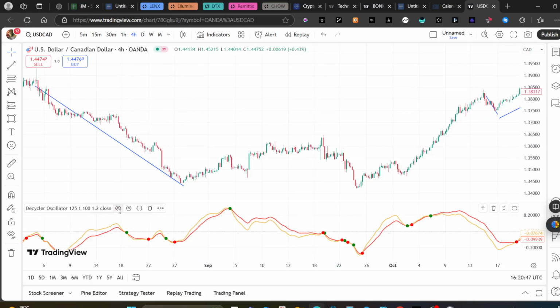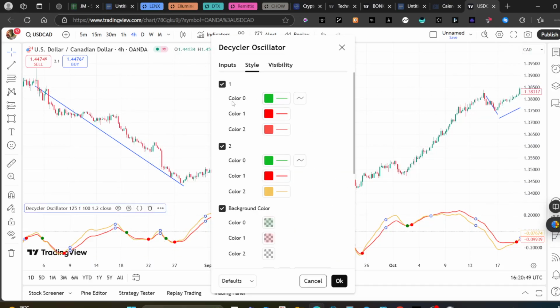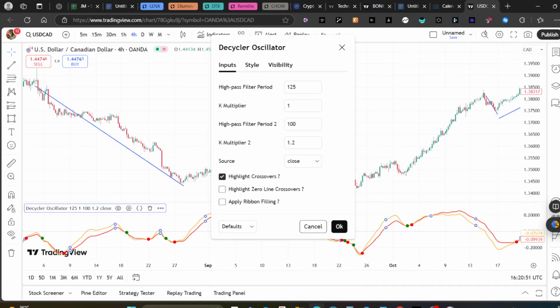And this indicator has customizable settings. Like many advanced trading tools, the Decycler Oscillator offers flexibility. You can adjust its settings to match your trading style, whether you are a day trader looking for quick moves or a swing trader focused on longer term trends. You can fine tune it for your specific needs.